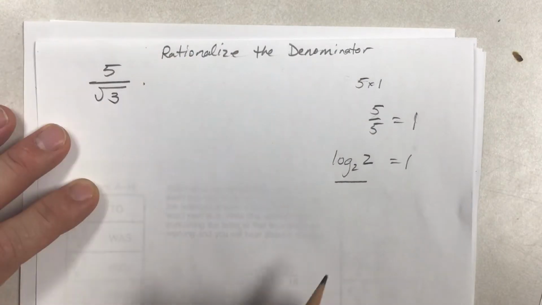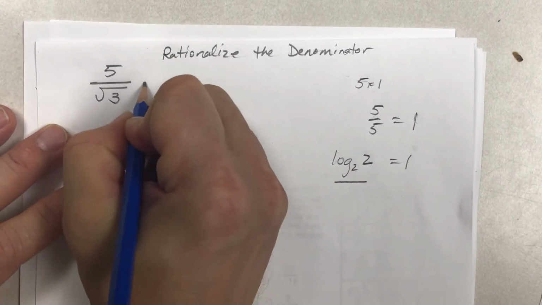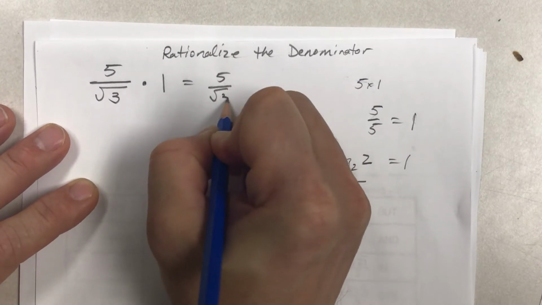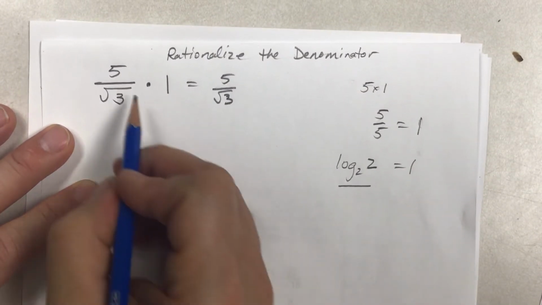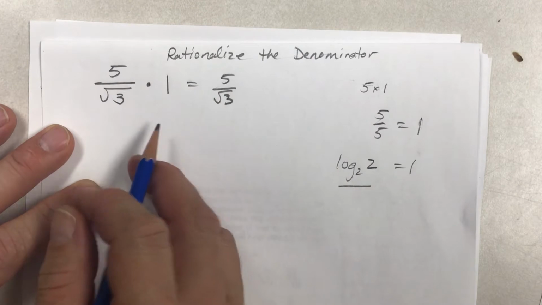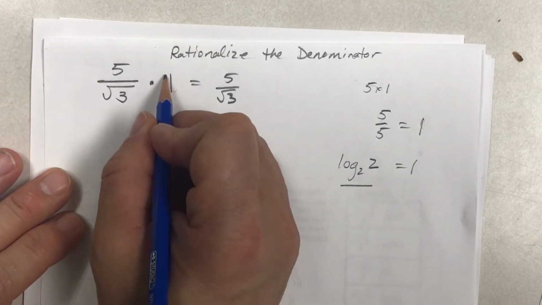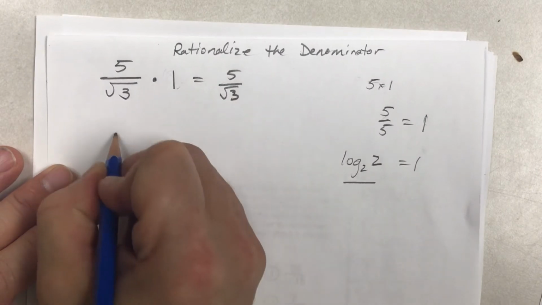So what we're going to do here is multiply it by 1, and so the answer is still going to be 5 over root 3. Now that didn't help us at all. Multiplying by 1 didn't change the question. But what happens if I multiply by 1, but instead of a regular 1, I do this.